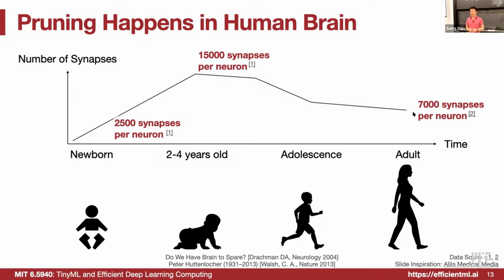And when he or she grows to 2 to 4 years old, this number surges to 15,000 synapses per neuron. It surges a lot. But during adolescence, this number didn't keep increasing, but started to decrease from 15,000 to only 7,000 synapses per neuron. Actually, adolescence is when we go to school, when we go to college. That's the time when we learn the most knowledge through our lifetime, and pruning naturally happens in that time.